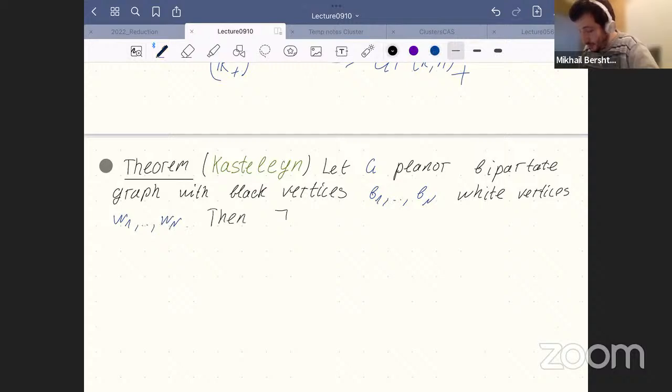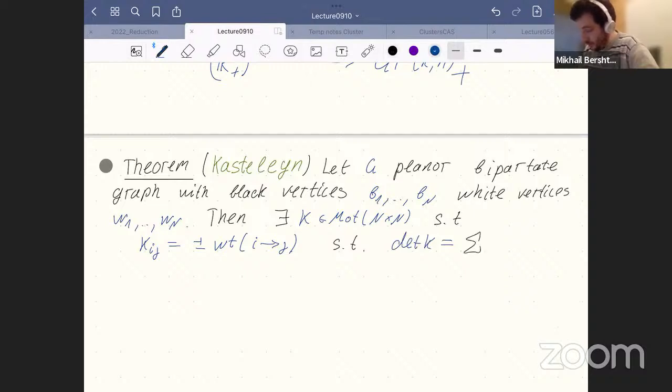Then there exists a matrix K of signs, n times n, such that Kij is equal to plus or minus the weight of the edge from i to j, such that the determinant of K is equal to the sum over perfect matchings D of the weight of D.